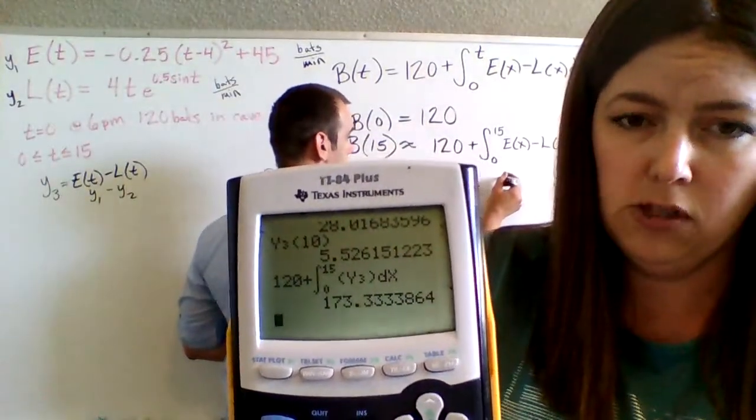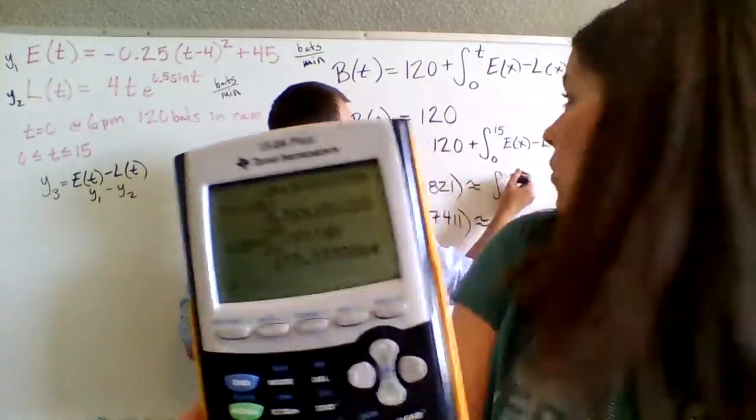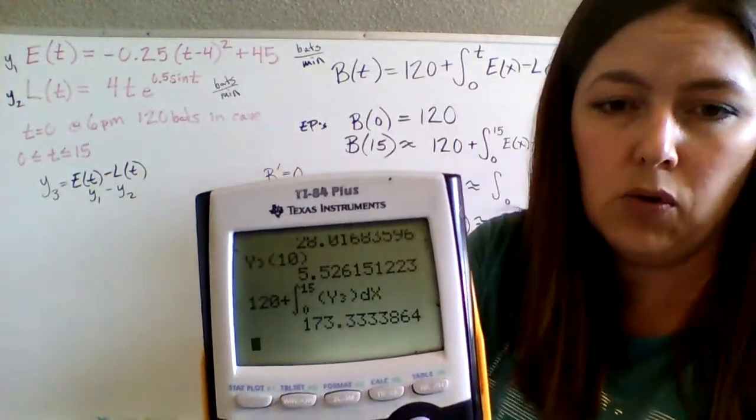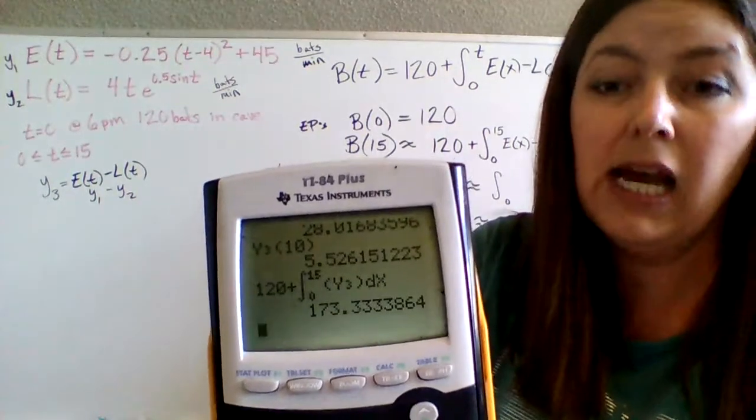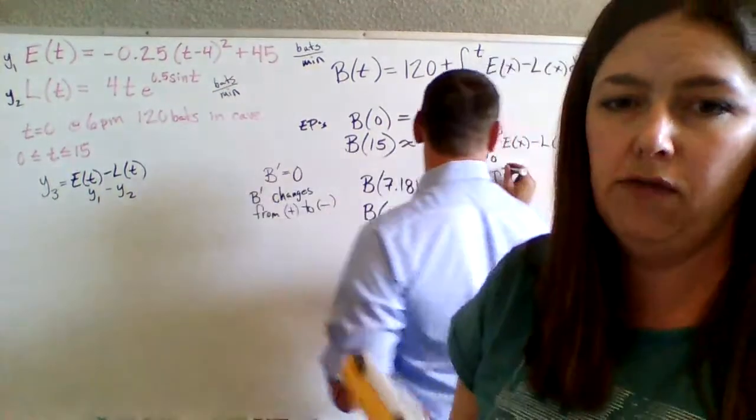I had already run on the home screen, because we knew the endpoint of 0 was going to give us 120. That was the initial number of bats. I got 173.333 for the bats at the other endpoint at 6:15, or at time 15.